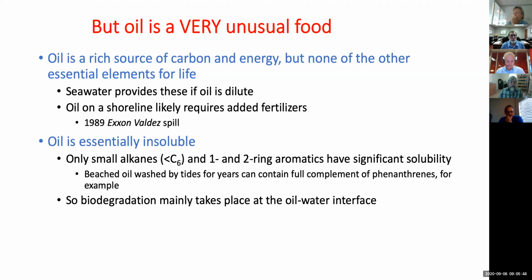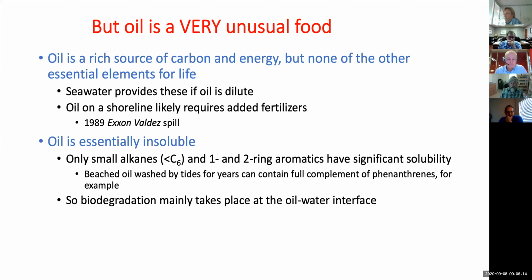And the other thing is oil is essentially insoluble. Only the small alkanes, less than about C6 hexane, and 1 and 2 ring aromatics have significant solubility. And it's easy to see this is true, right? Beached oil that's been stuck on a shoreline for years, when analyzed, can often contain its full complement of, say, phenanthrenes, 3 ring aromatics, even though they have a finite solubility.